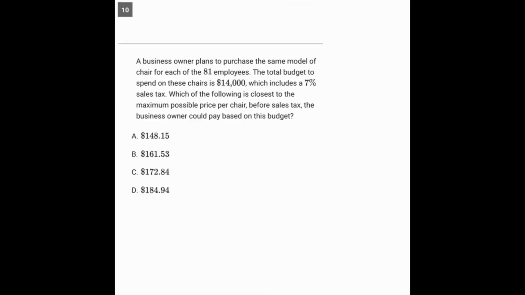Going on to question number 10 now. Here we have a business owner purchasing the same model of a chair for each of 81 employees. So let's say that the price of each chair is X, and there are 81 employees. So 81X represents the total amount of money being spent on chairs initially. Now, there's a 7% tax.